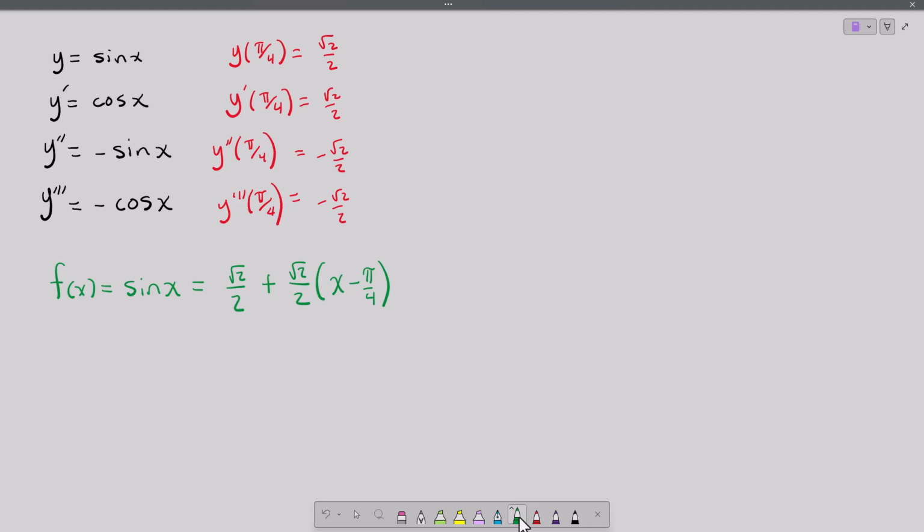Then we go to the next term, minus root 2 over 2. But then we have to divide by 2 factorial. So we're going to put a little 2 factorial in this denominator. And then this will be x minus the center squared. That is our best quadratic approximation, aka p sub 2. P sub 2 goes to the second power. P sub 2 will have 3 terms.